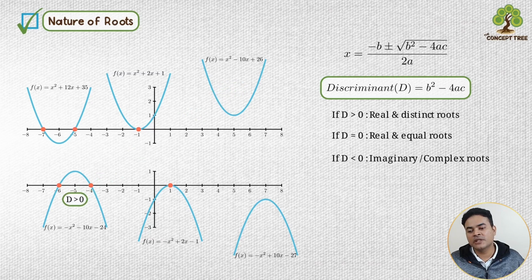In the fourth example, again discriminant is greater than 0. Therefore, we have 2 distinct real roots. In the fifth example, value of discriminant is 0. Therefore, only one real root. And the last example, value of discriminant is less than 0. Therefore, complex or imaginary roots.